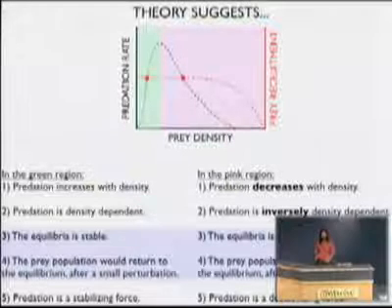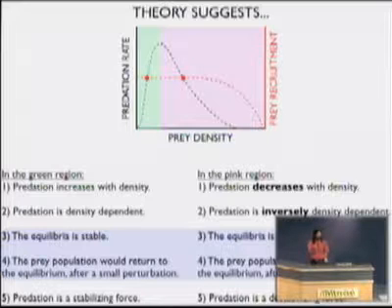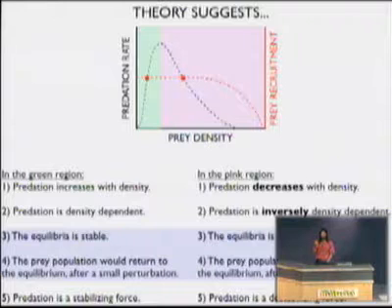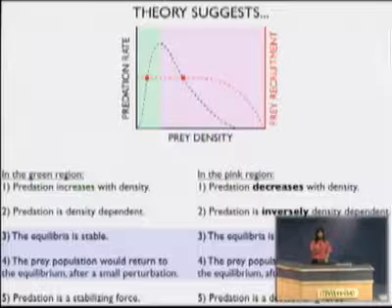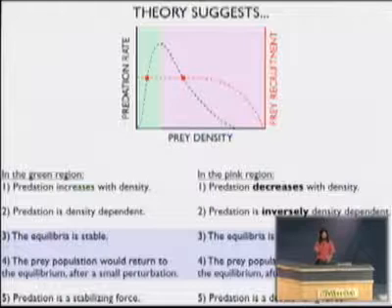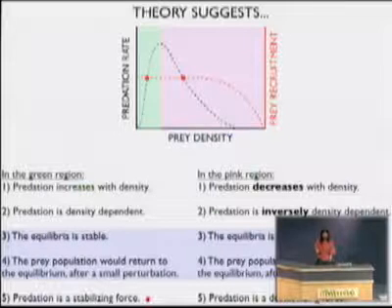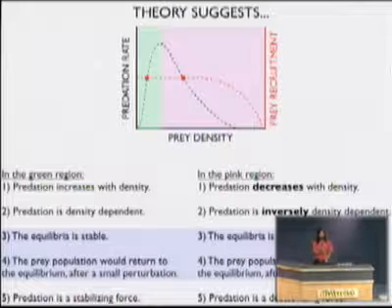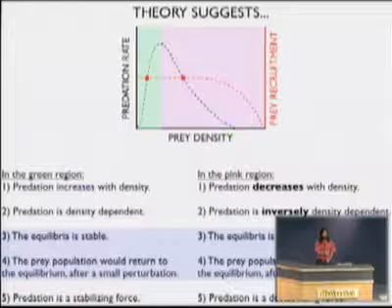And so, starting from the top and on the left, if you're in the green region, predation tends to increase with density. That means that we say that predation is density dependent. And because predation is density dependent, in other words, predation gets worse and worse as the prey abundance goes up and up, it means that the equilibria associated with this region is stable. The population will return to that equilibrium after any small perturbations, and as a result, predation is a stabilizing force in this left region of the graph.